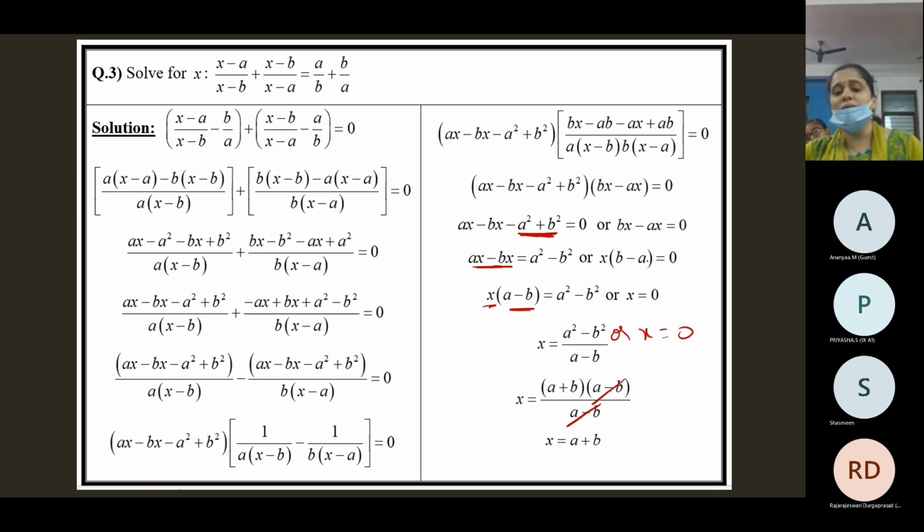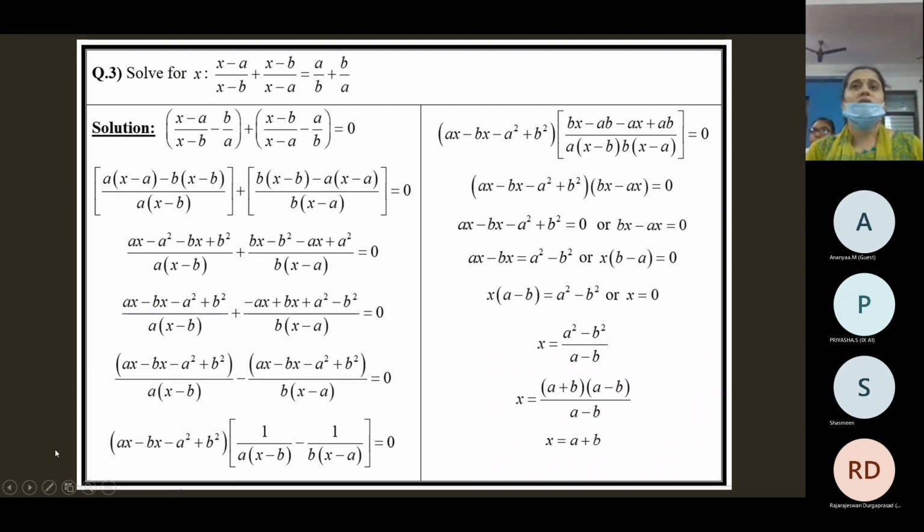Because x into (b minus a) is 0. So b minus a will come for division here by b minus a. So it is 0. So x is equal to 0. Everywhere you should write 'or x is equal to 0'. x is equal to a plus b or x is equal to 0.